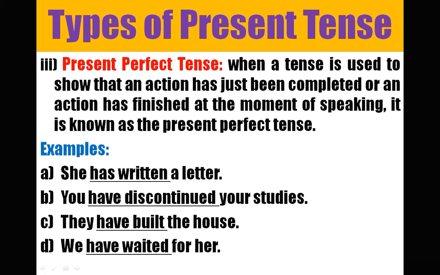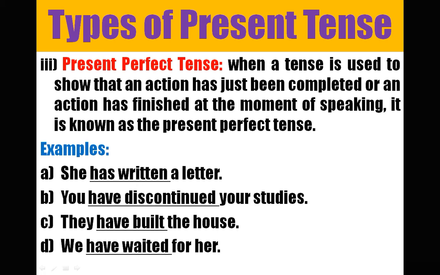That's what we refer to as present perfect tense. Now look at some of the examples here. Look at the underlined words in the examples. Those words indicate that the action is in present perfect tense. She has written a letter. Can you see "has written" underlined?